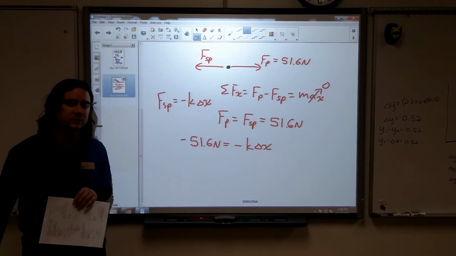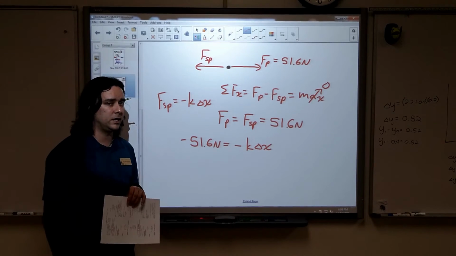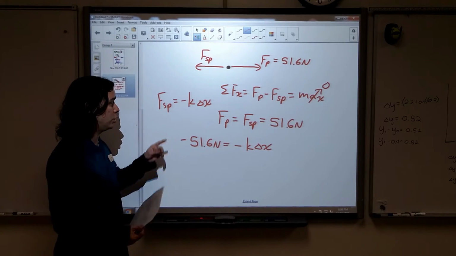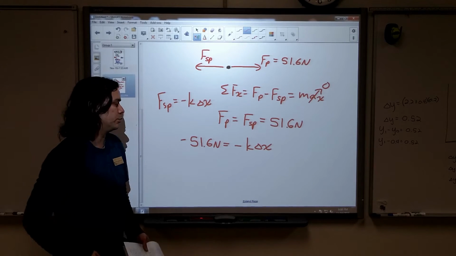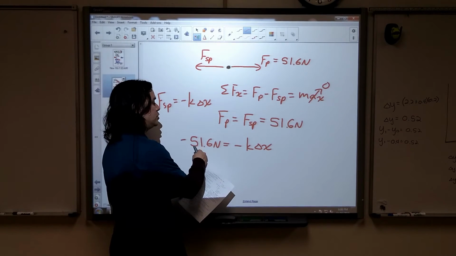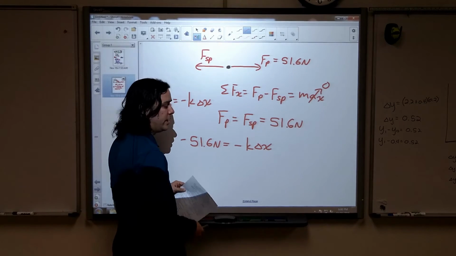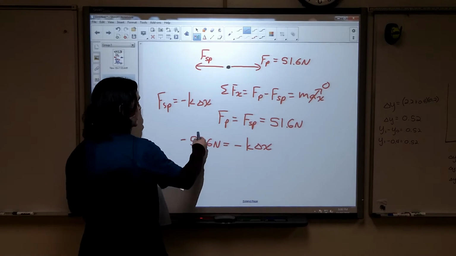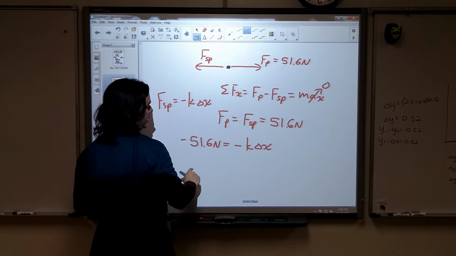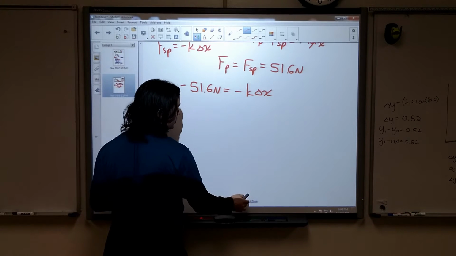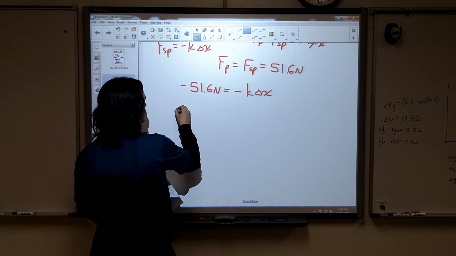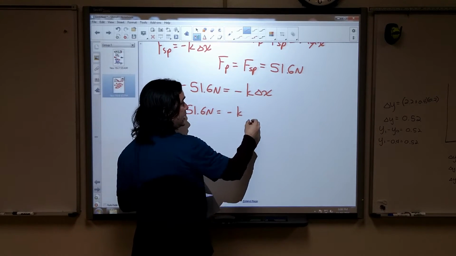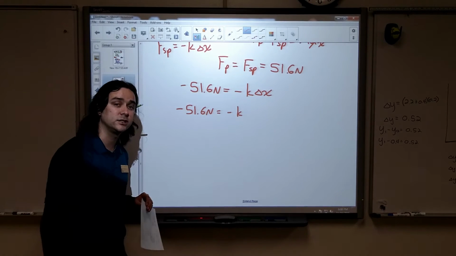If you forget the negatives in this, it's not the end of the world, but keep in mind sometimes you might end up with a weird result. These equations technically are supposed to work with these negatives. A lot of times you can go through and say, okay, 51.6, the magnitude, is just equal to k delta x. If you're not paying attention to direction, you could ignore the negatives because they're all about direction. Technically, my force is to the left, so I'm going to put a negative here, and that's what that negative actually ends up dealing with. So we've got negative 51.6 newtons equals negative k, my spring constant, times delta x, my displacement.